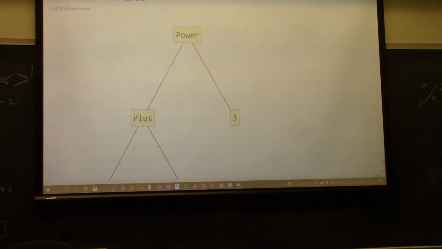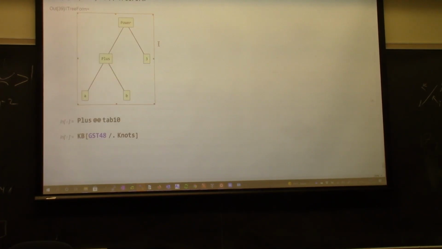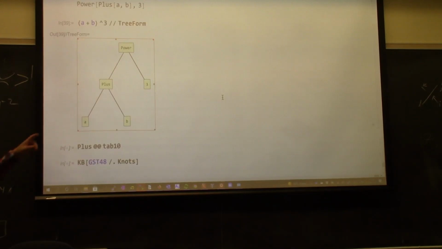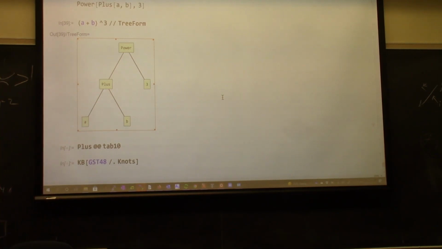So, it came out too big. I can probably shrink it. Okay, so basically it's a tree with labeled nodes, and the top node is Power. Well, you can see. Okay? And similarly for anything else that Mathematica does. So for example, let's compute the Kauffman bracket of the trefoil knot. I think K still stands for the trefoil knot, and show it in tree form.